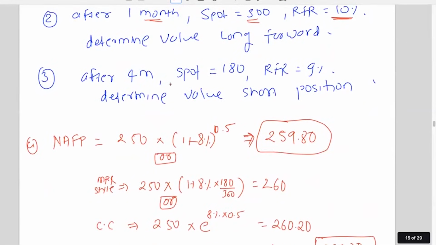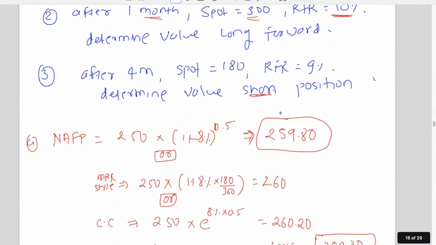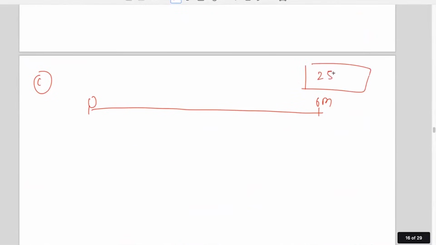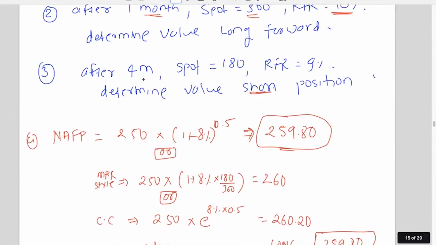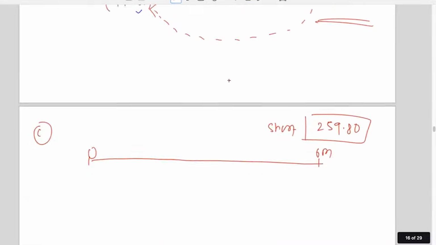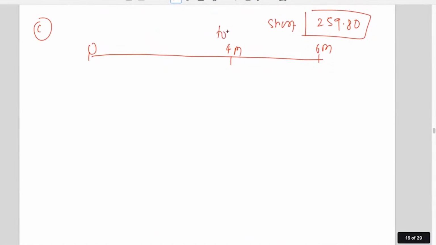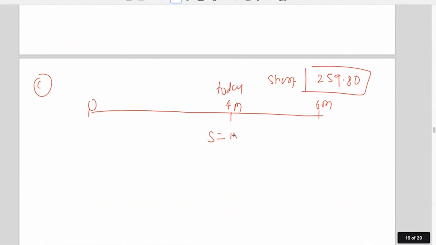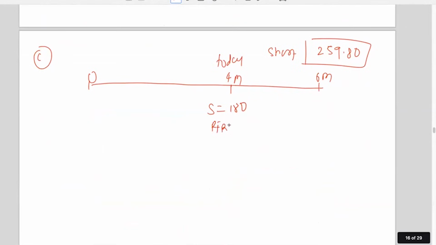Let's do subpart C now. Subpart C. Again, we draw the same timeline. This is time 0. This is time 6 month. This time around, we're doing valuation for short position. So we have a short position for 259.80. This is short. What is today? Today is 4 months. This is today. Today the spot price is 180. RFR is 9%. No problem.